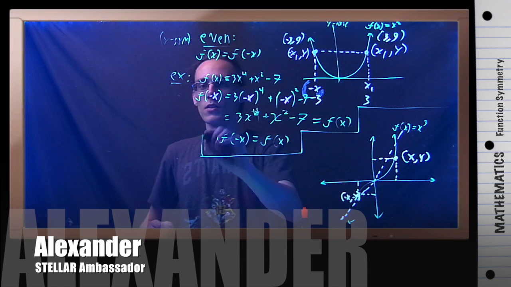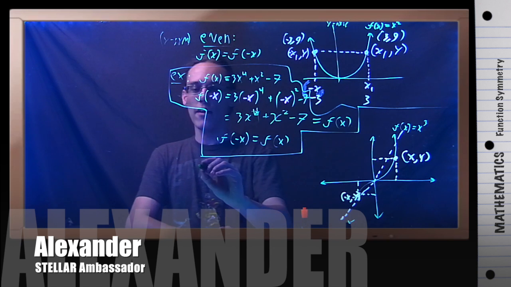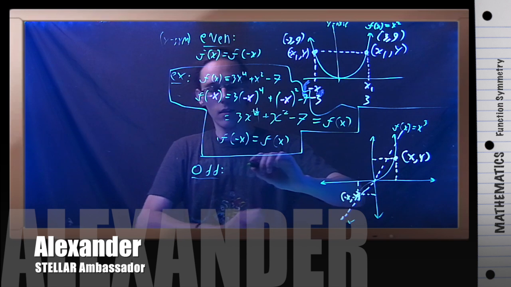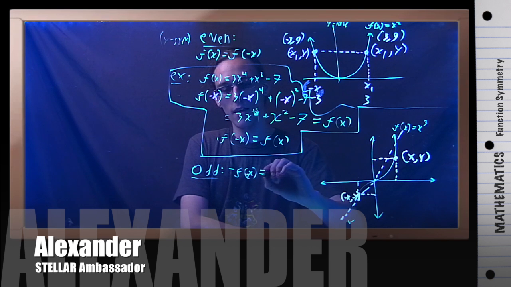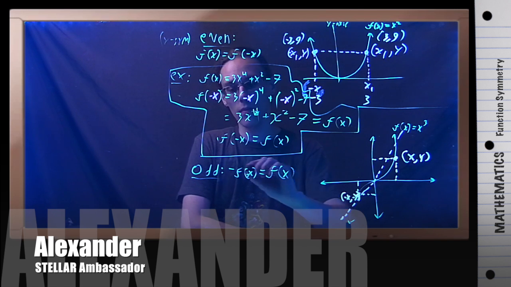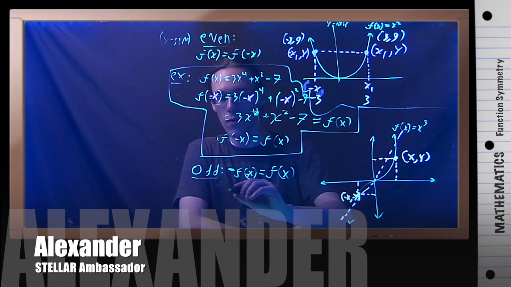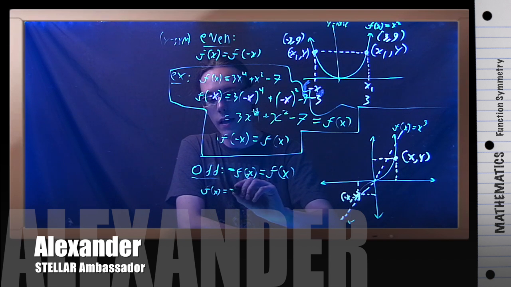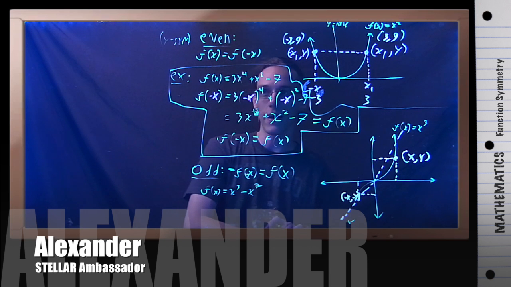So if I want to show that something's odd, all I have to do is show this, that negative f of negative x is equal to f of x. So this looks a little scarier, but it's not that bad. So let's look at an example of one that you can show to be odd. So say f of x was equal to x cubed minus x to the 7th. Let's look at that guy.